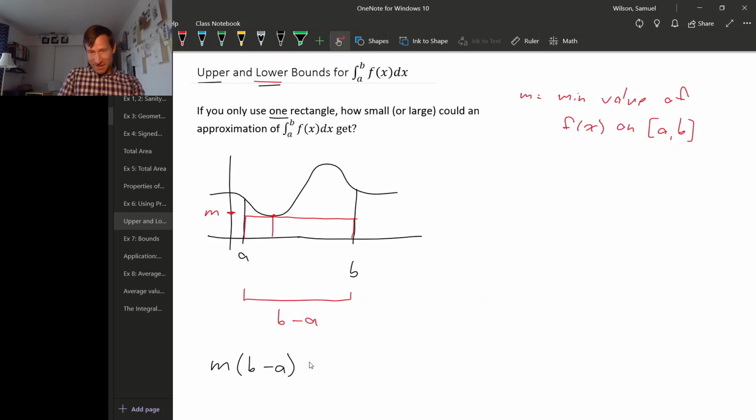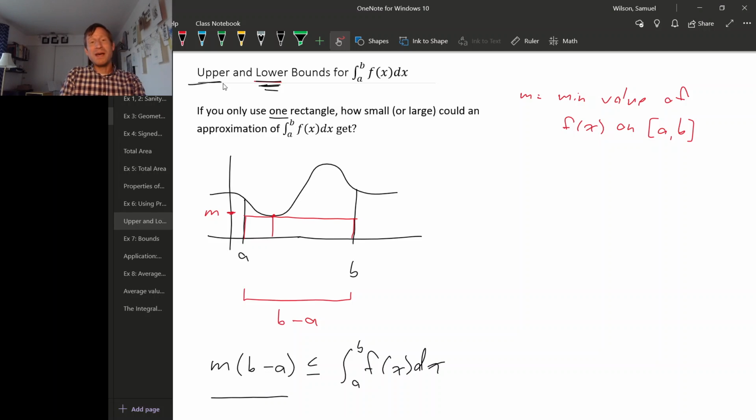So m times b minus a is less than or equal to the actual area, which is the integral from a to b of f of x dx. And this is what I mean by a lower bound. You don't need to know the full function f of x to compute this value, but it's some lower limit on what the integral is. The integral has to be bigger than this. It can't be smaller than this. So this is a lower bound.